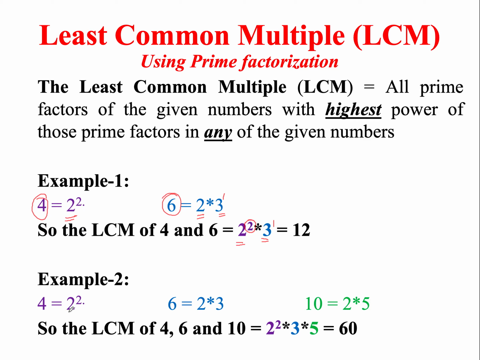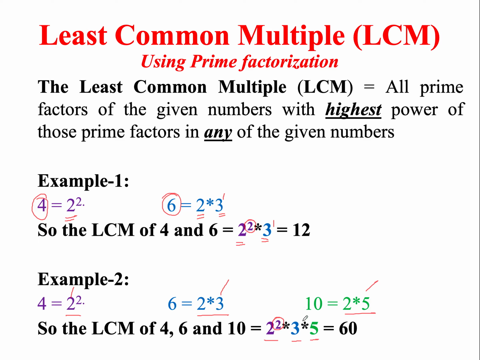If we have to find out the LCM of 4, 6 and 10, we prime factorize all three numbers. So now we can see that we have three distinct prime numbers to take care of. One is 2, one is 3 and one is 5. So we write 2, 3 and 5. The highest power of 2 available in any one of these three numbers is 2. So LCM takes the power of 2 as 2.